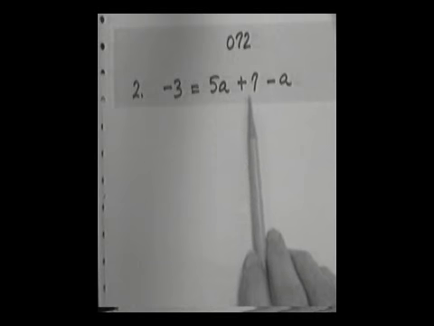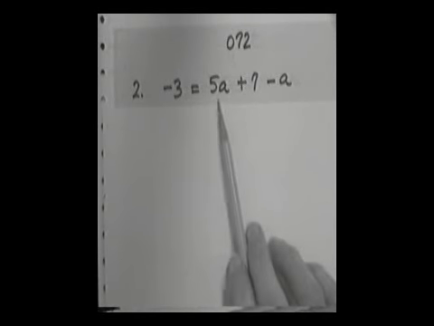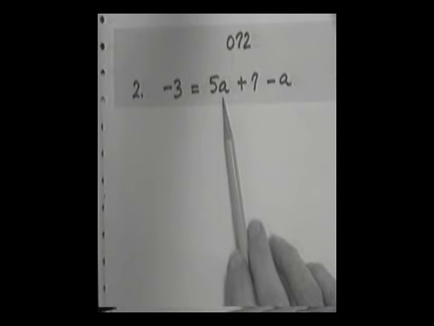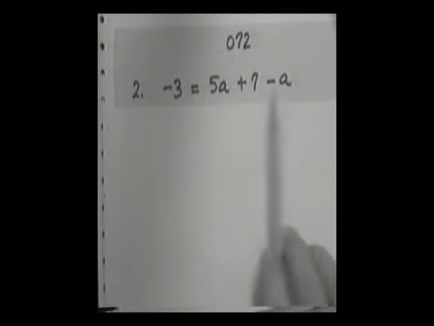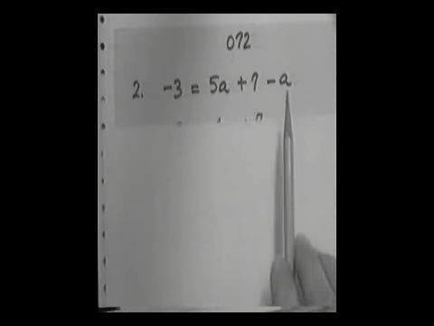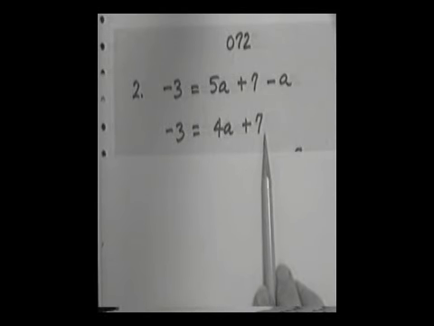The a appears twice on the same side of the equation, and so we can simply simplify the right-hand side of this equation. We have 5a plus 7 minus a. 5a minus a, or minus 1a, will give us 4a, and we get on the left still -3, then the equals mark, on the right 4a plus 7.